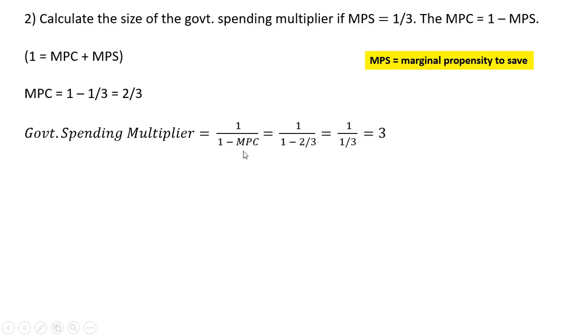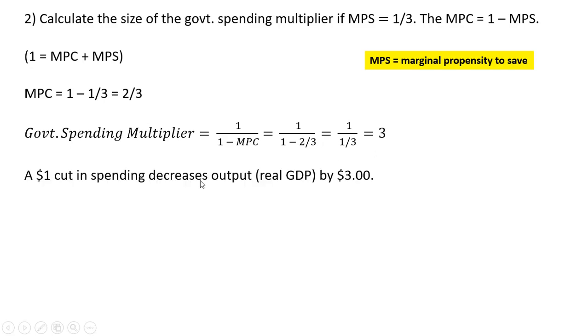Plugging 2/3 into our government spending multiplier, we're going to get 1 divided by 1/3, or 3. So here, a $1 cut in spending decreases output or real GDP by $3. A $1 increase in government spending increases output by $3.